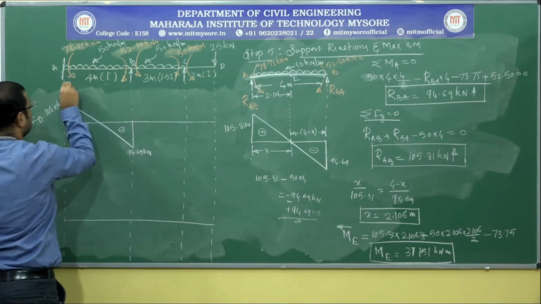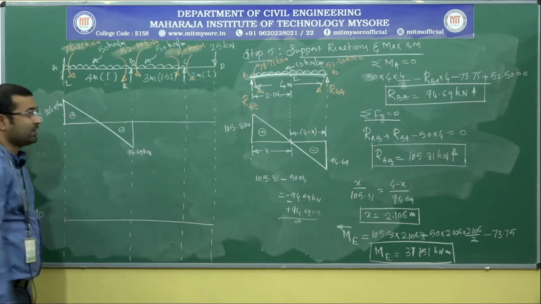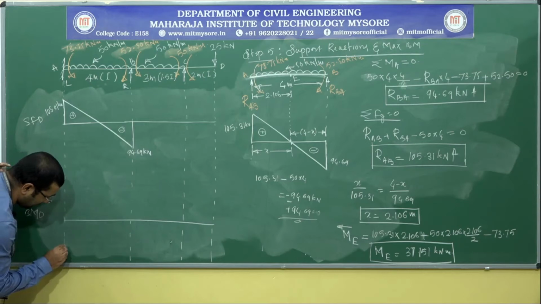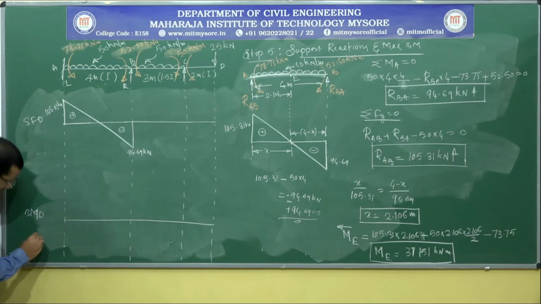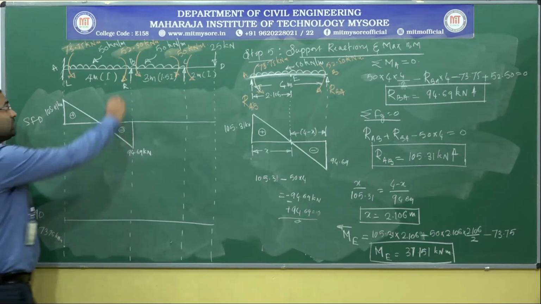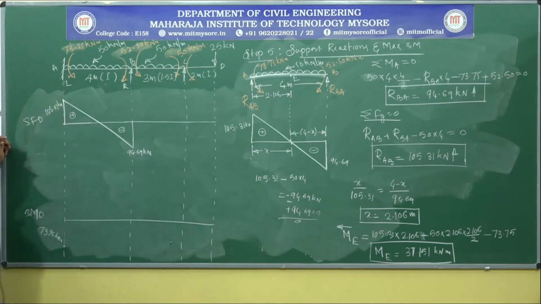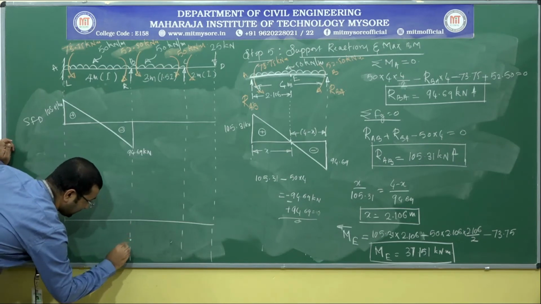For span AB, the A is on the left end and B is on the right end. So left side we have an anticlockwise moment. So left side anticlockwise is always a negative moment. So let me consider a point below the line which indicates a negative moment of 73.75 kilonewton meter. On the right side we have a clockwise moment. So right side clockwise is also a negative moment. So let me consider that is also somewhere here.